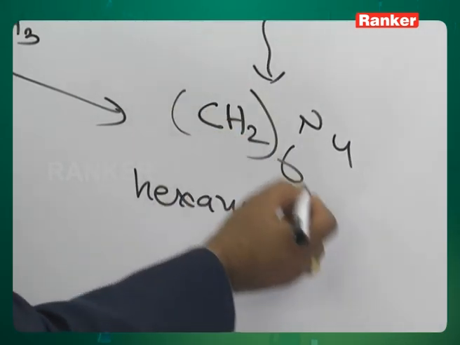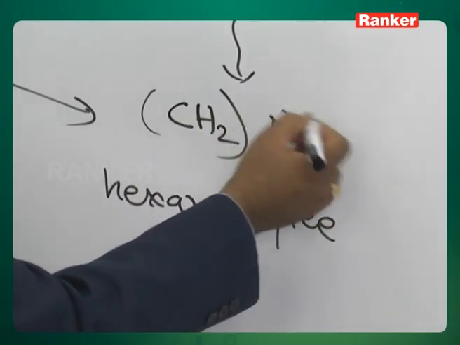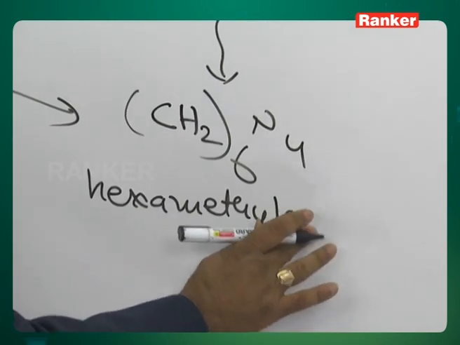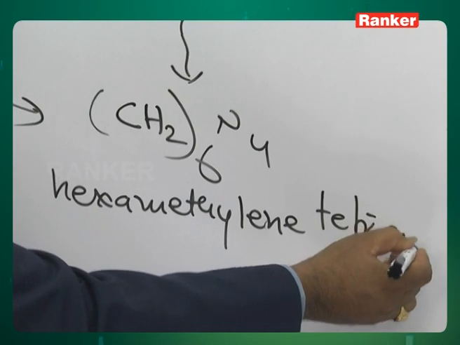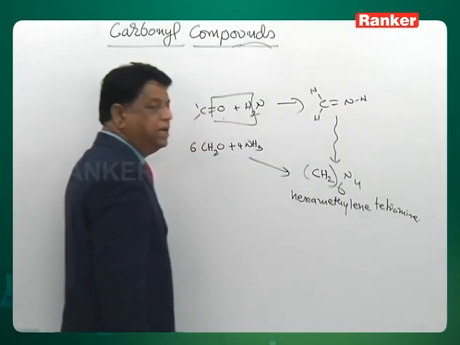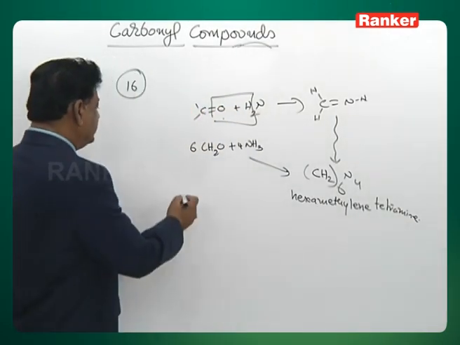Hexamethylene, that is CH2s are 6, hexamethylene. So nitrogens are 4, therefore it is called tetramine, hexamethylene tetramine. It has a beautiful structure.